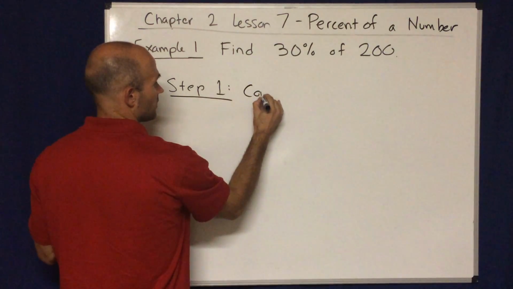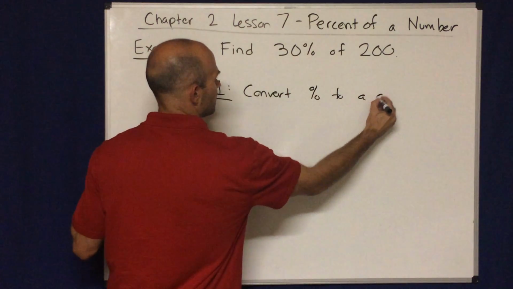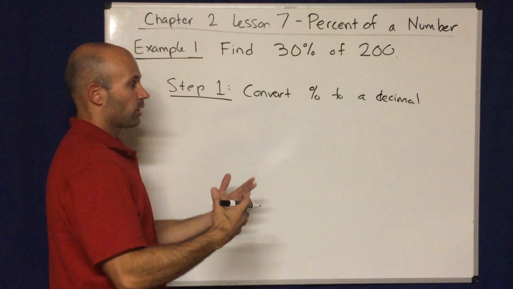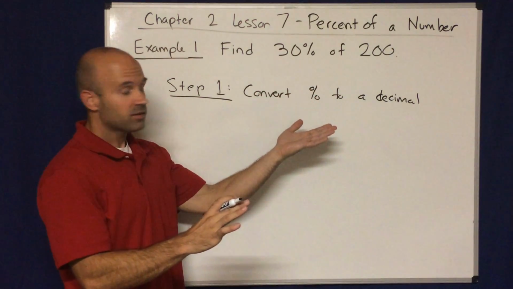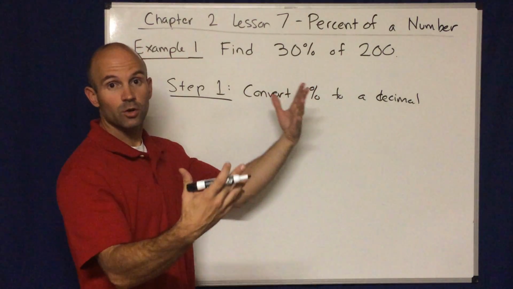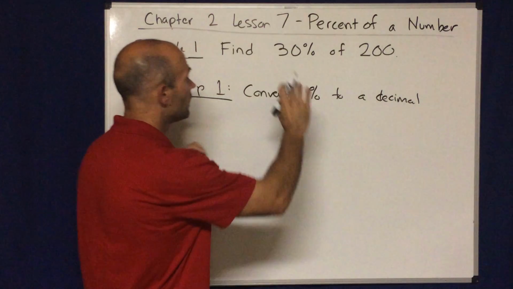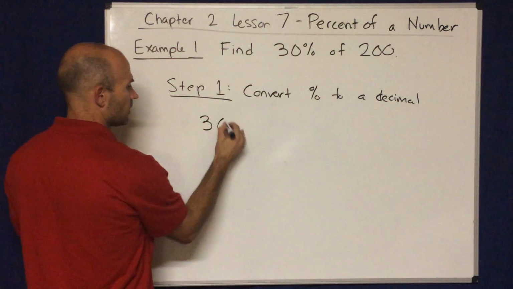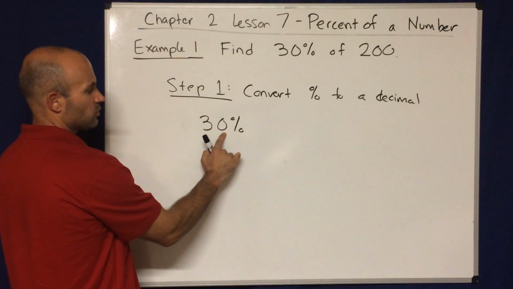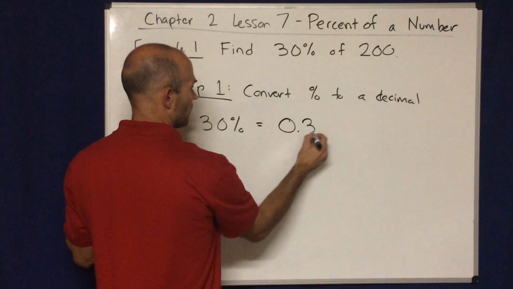Step 1: Convert the percent to a decimal. And that's pretty straightforward, right? Because we've seen in a previous lesson that to convert a percent to a decimal, I just have to move that decimal point to the correct location, either 2 spots to the left or 2 spots to the right, depending on what I'm trying to do. Here, we're converting a percent to a decimal, so that decimal point is going to go 2 steps to the left. So this is 0.30.